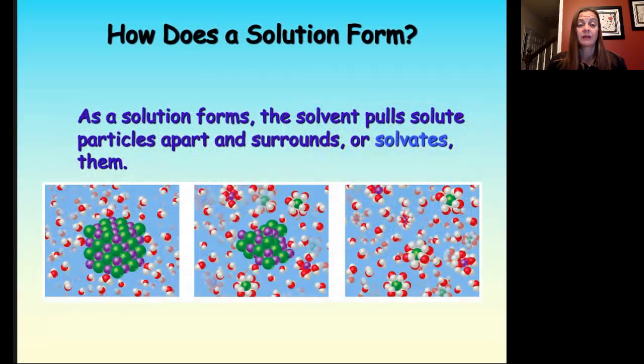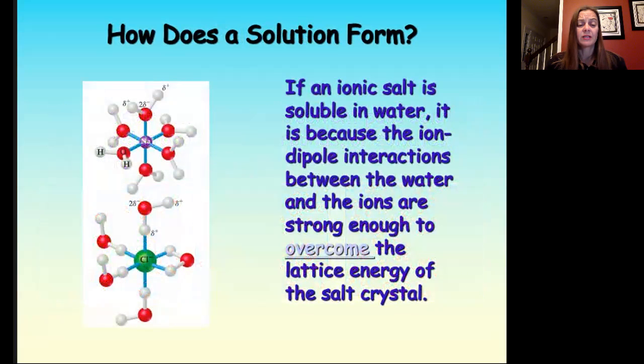Then new attractions have to form between the solute particles and the solvent particles. So in order for something to dissolve, those new attractions need to be pretty strong. They need to be strong enough, in the case of dissolving an ionic compound, to actually overcome the lattice energy of the salt crystal.